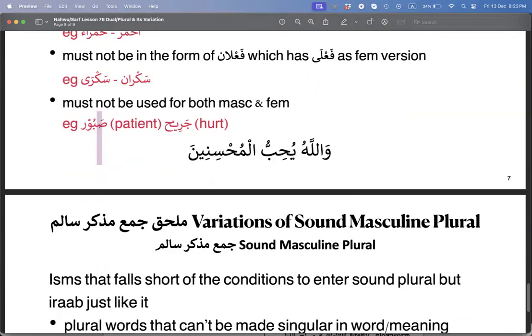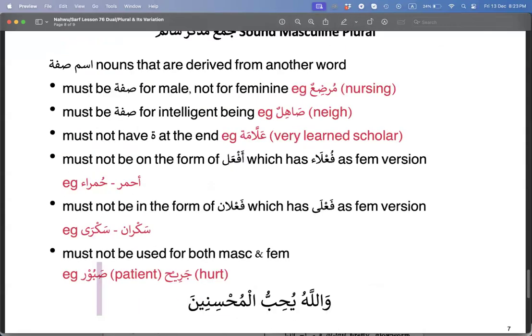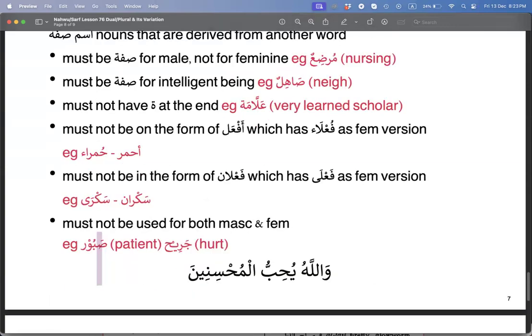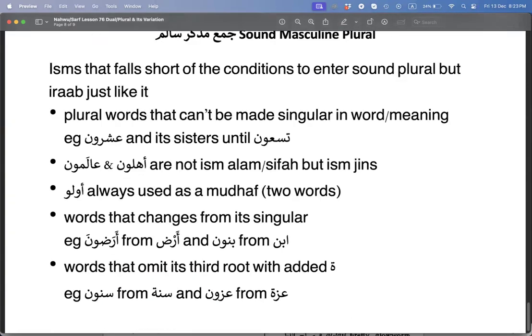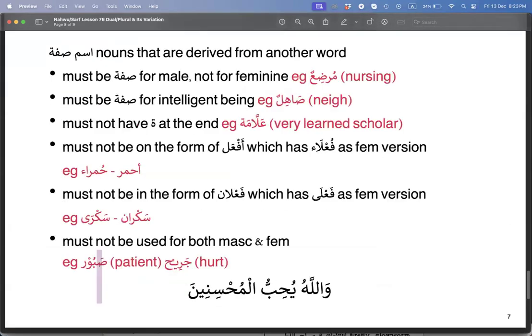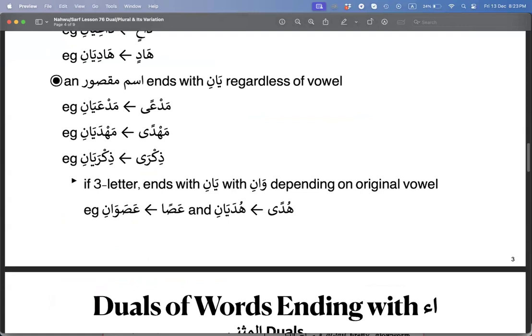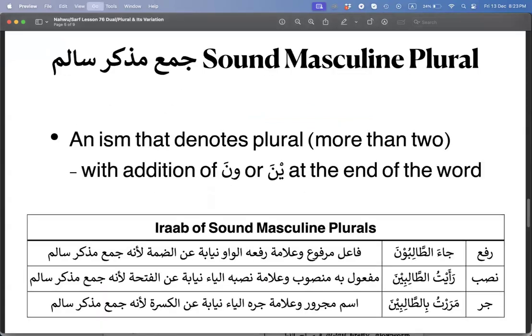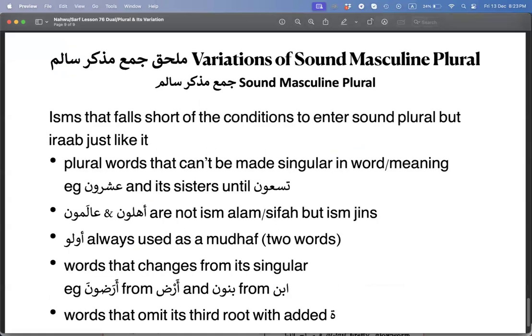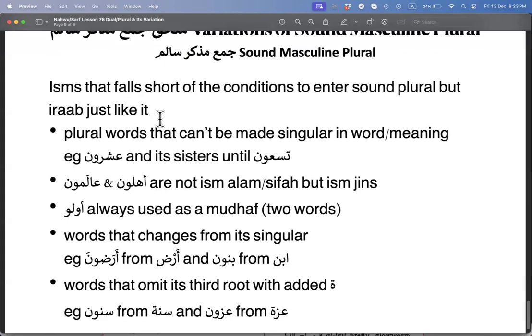Okay. Remember mulhaq jamak muzakkar salim? We've seen that word before, right? So we have 7 minutes, so I think I can go through this one. Sister, is this mulhaq also the same as we just studied in dual? Yes, because those words look like dual, but they're not supposed to be dual, right? Then we use the term mulhaq. So same thing with mulhaq jamak muzakkar salim. These are isms that fall short of the conditions just now to enter sound plural, but they do enter and they are declined just like it. So in that case, you will say they are mulhaq jamak muzakkar salim.